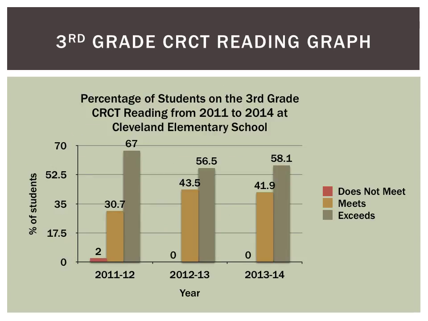This graph shows the percentage of students on the 3rd grade CRCT reading from 2011 to 2014 at Cleveland Elementary School. The percentage of students that did not meet have declined from 2011 to 2014 and stayed at 0%. The percentage of students that met in the 3rd grade CRCT reading increased from 30.7% to 43.5% and slightly decreased to 41.9%. The percentage of students that exceed in the 3rd grade CRCT reading decreased from 67% to 56.5%, and then slightly increased to 58.1%.